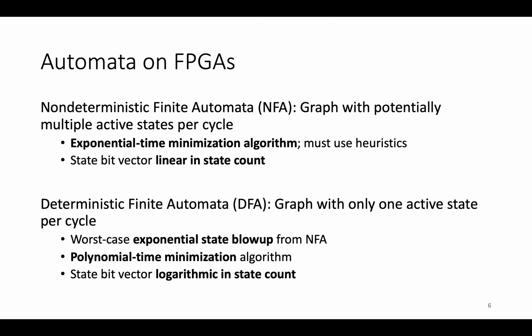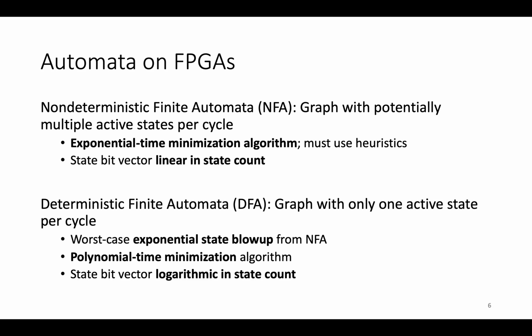A symbolic representation of NFAs comes with a state bit vector that must be linear in state count, as multiple states can be active at a given time. A DFA is a finite state automaton where only a single state can be active at a given time. Minimizing DFAs can be done with a much faster polynomial time algorithm, but converting NFAs to DFAs can come with a worst-case exponential state blowup, making some NFA to DFA transformations resource prohibitive on FPGAs.